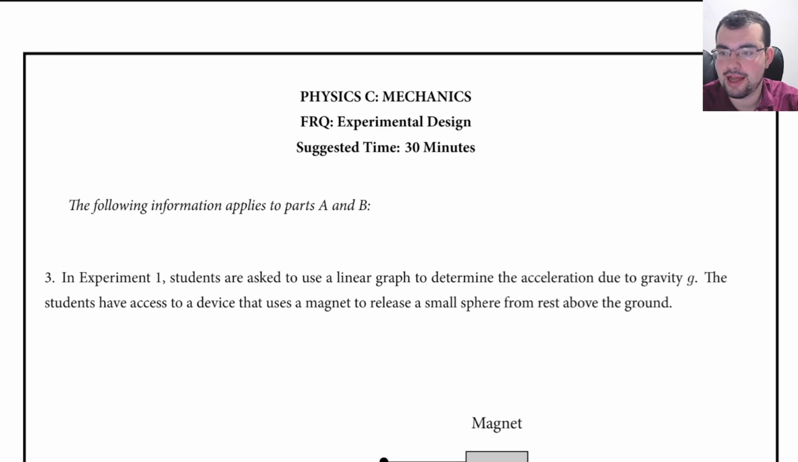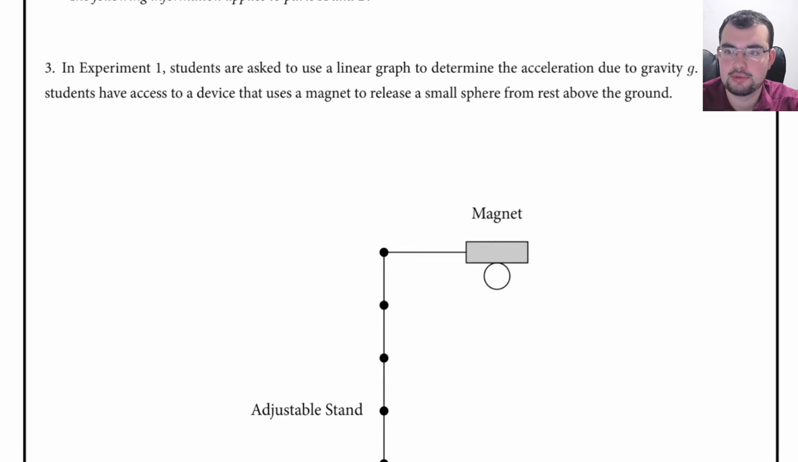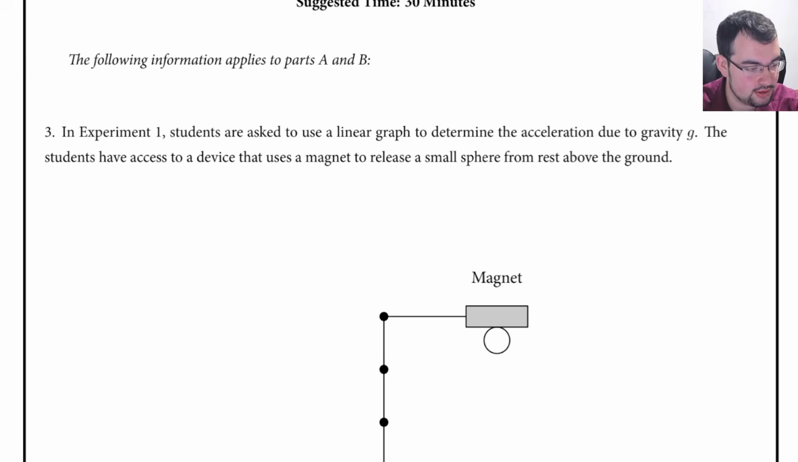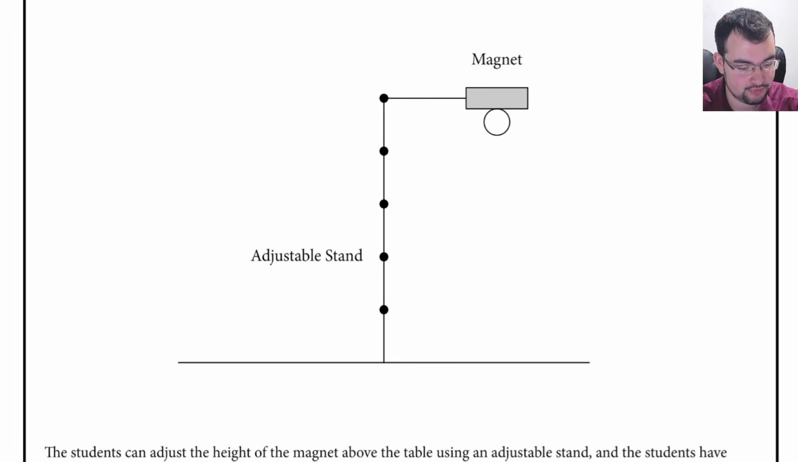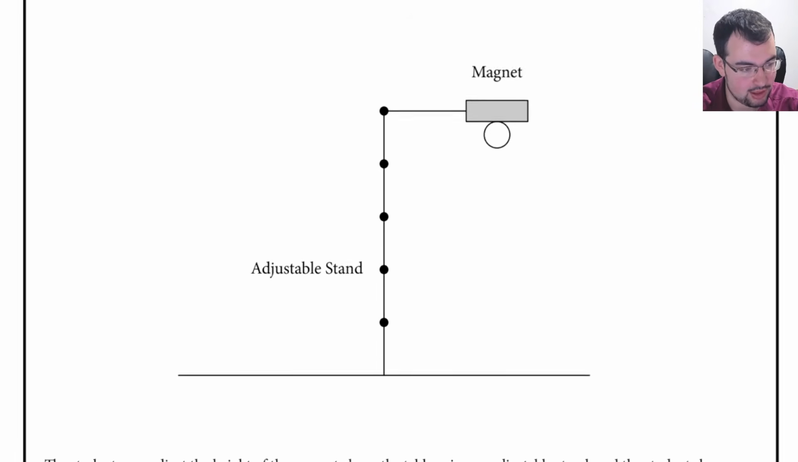All right, those are long two. Now we're just going to do the lab question and the QQT. So the lab question is just kind of garbage, just plug and chug. All right, experiment 1. Students are asked to determine, gee, what a surprise. They have this adjustable stand. They have a sphere that they can release from rest at different heights. They can adjust the height using a stand, and the students have a stopwatch.